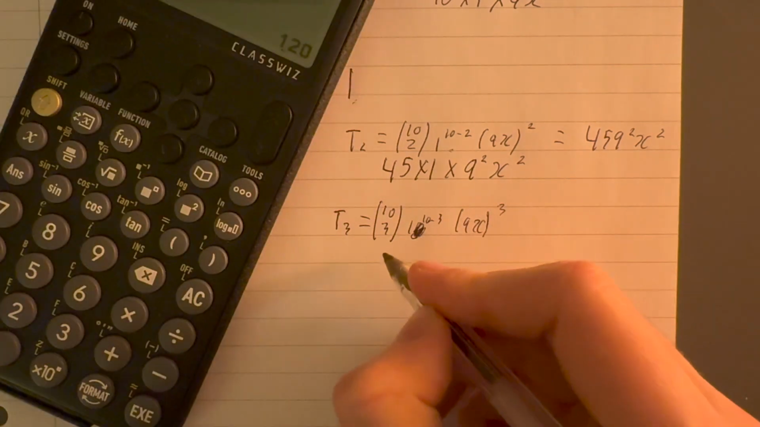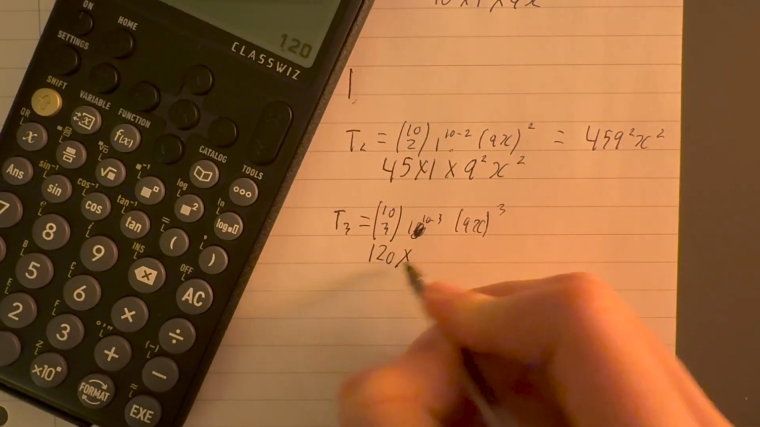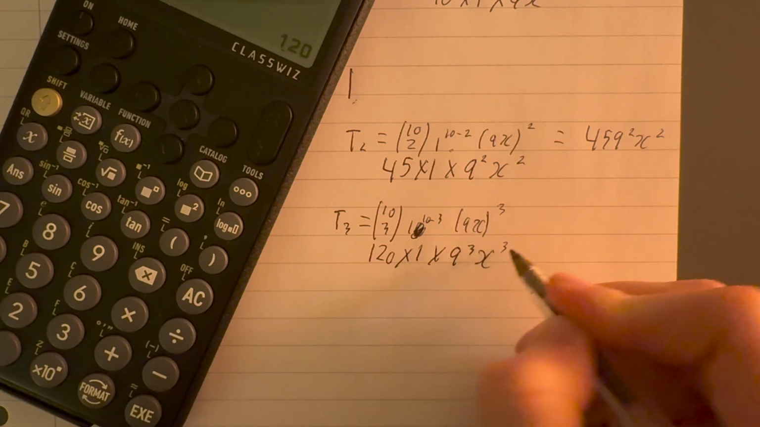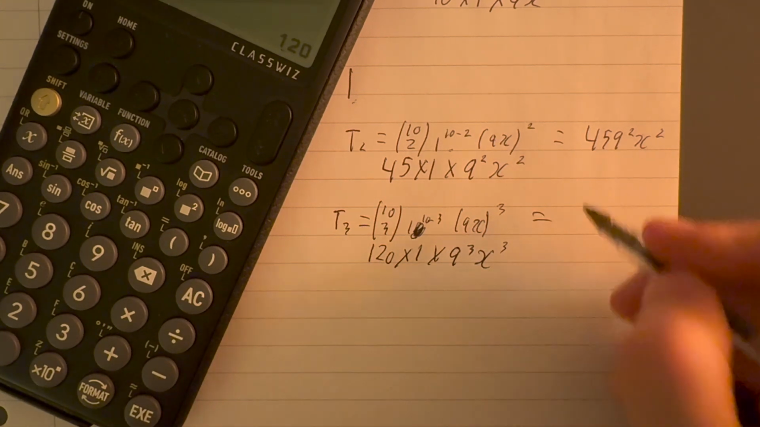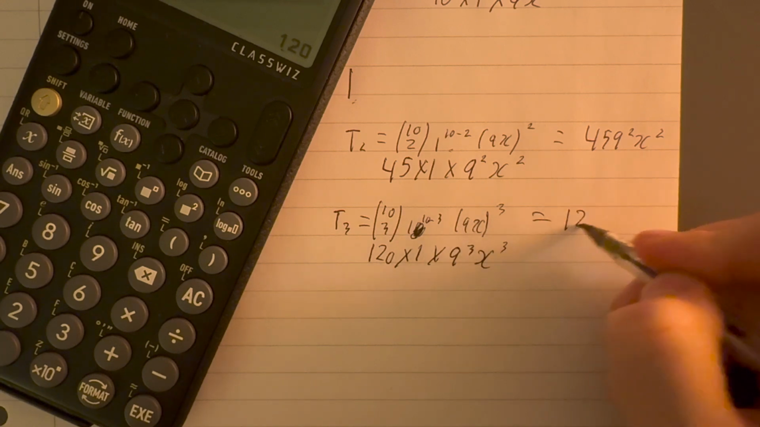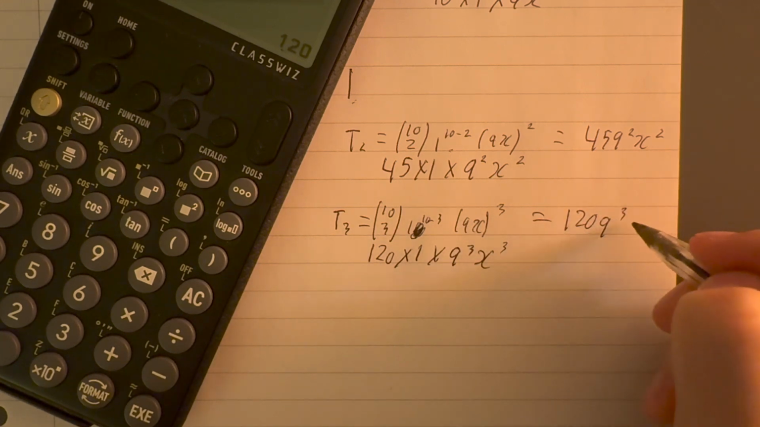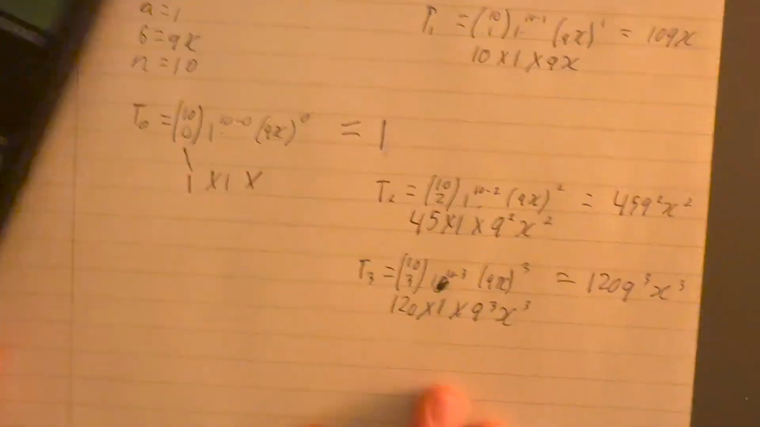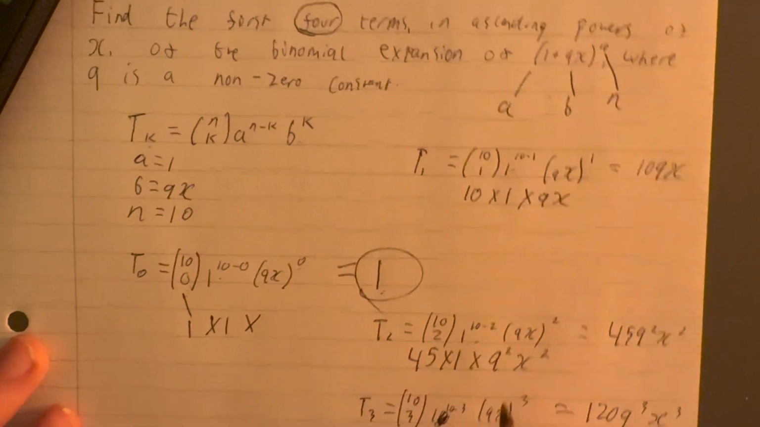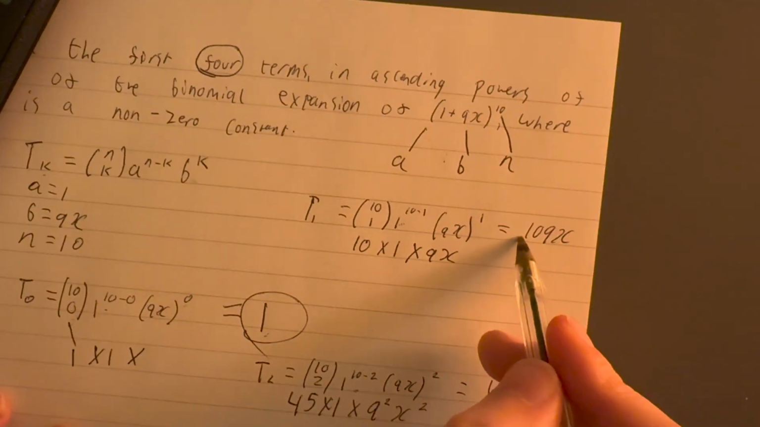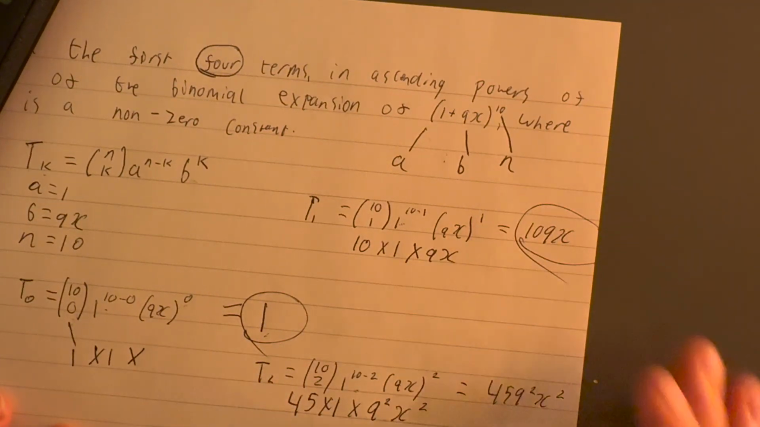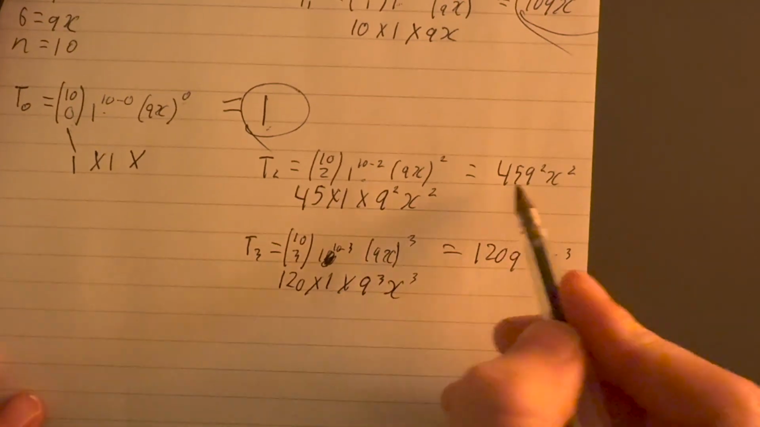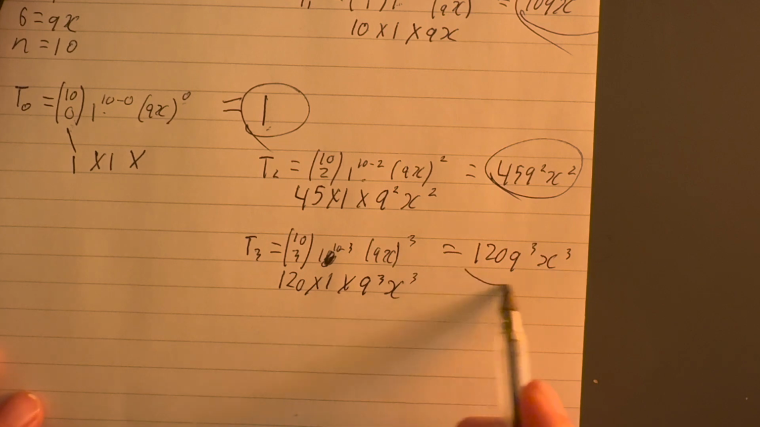So we've got 120 times 1 times q cubed x cubed, which is going to come out to give us 120 q cubed x cubed. So now we've got all 4 of our terms. So our first term is 1, then our second term is 10qx. I think I just drew on my desk, but that's fine, we're not going to worry about that. Then we have this term, and then we have this term.